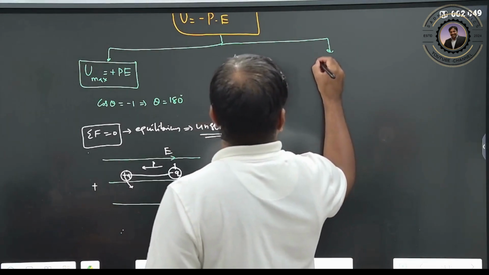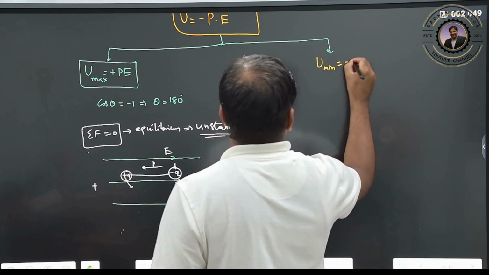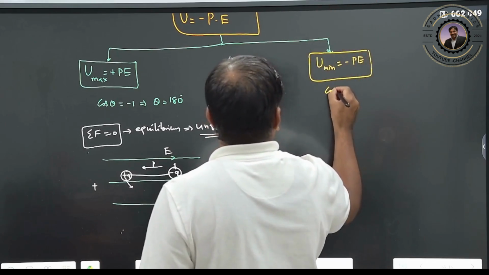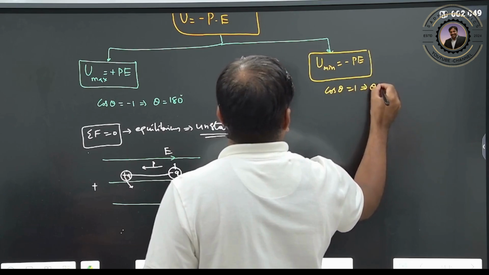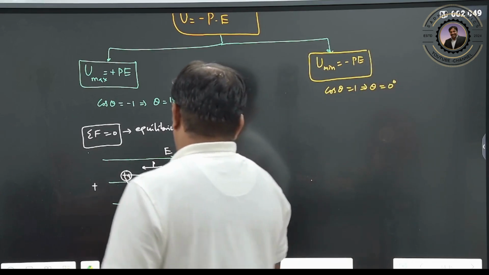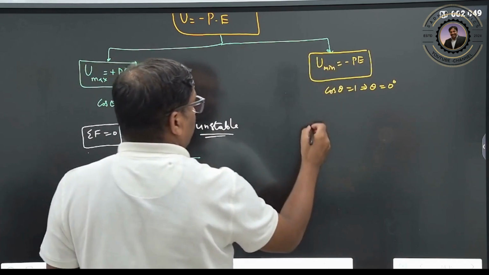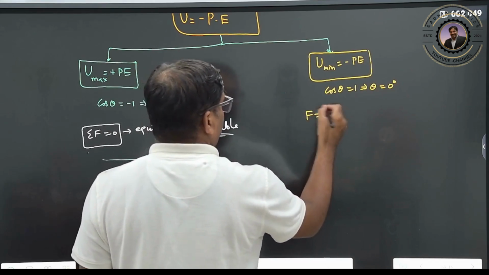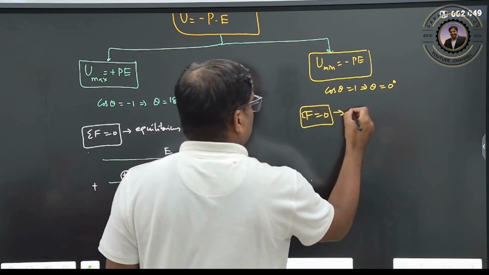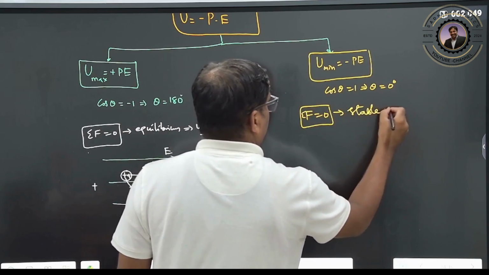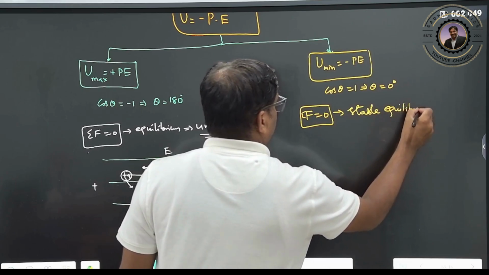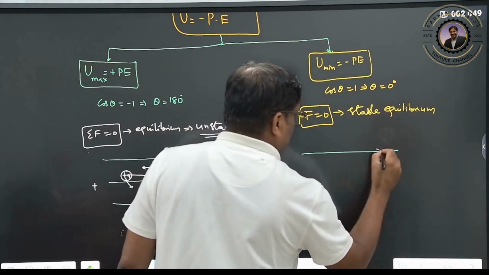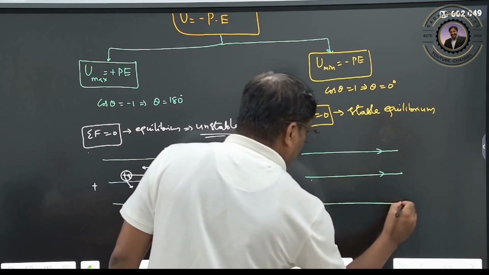Now when the potential energy is minimum, it will be equal to minus PE. Here cos theta should be equal to 1. That implies theta is equal to 0 degrees. Clear? So 0 degrees means it is minimum here. Just now I said it will undergo, however in the uniform field the total force F is equal to 0, and it is said to be a stable equilibrium. Clear?